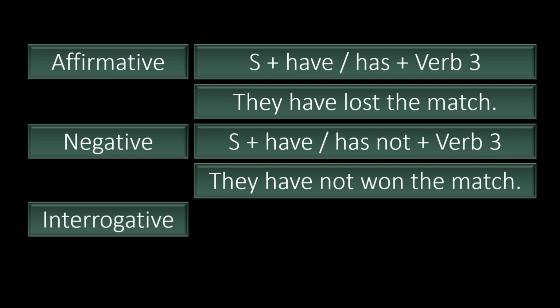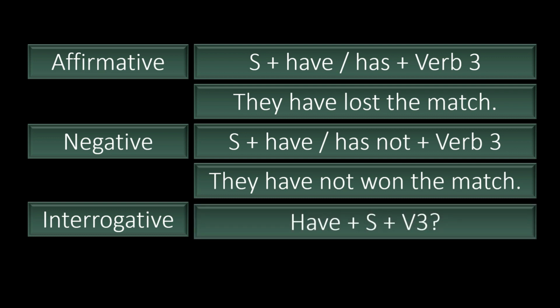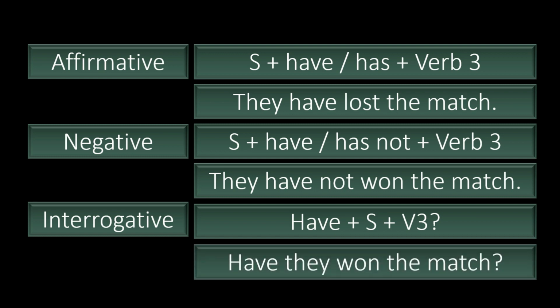Interrogative sentence. The structure is have or has plus subject plus verb 3. I forgot to mention has here. If the subject is singular, we use has. An example is here: have they won the match? And if you want to use negative one, you can say haven't they won the match. You can add an apostrophe T here, or you can also say have they not won the match.